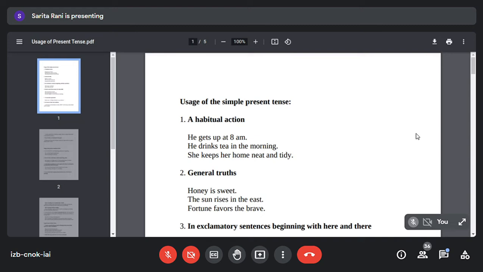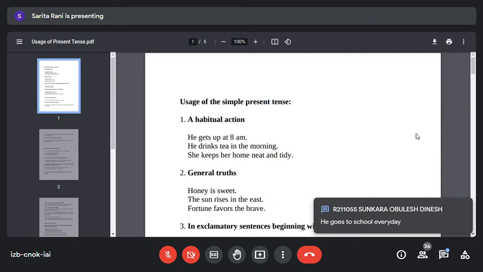Come on, if there is any regular habit, you can write it in the simple present form. For example, I jog every day. We bathe every day. We comb our hair every day. So regular activities, habitual actions, should be written in the simple present tense following the structure subject plus V1 form.